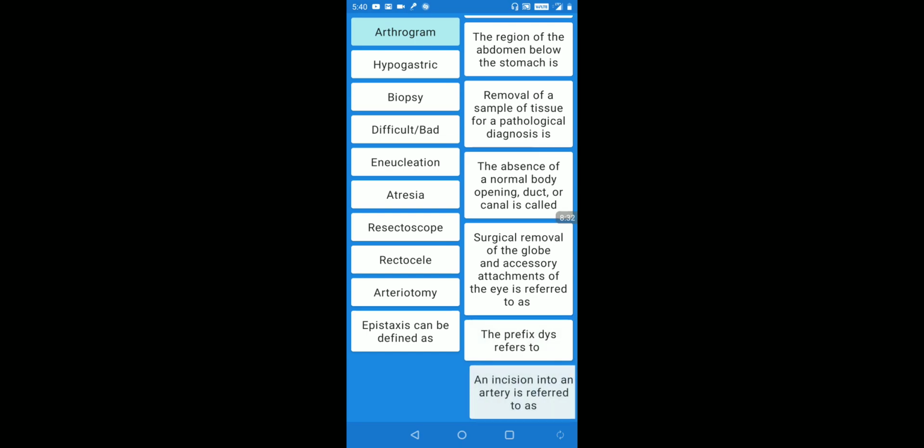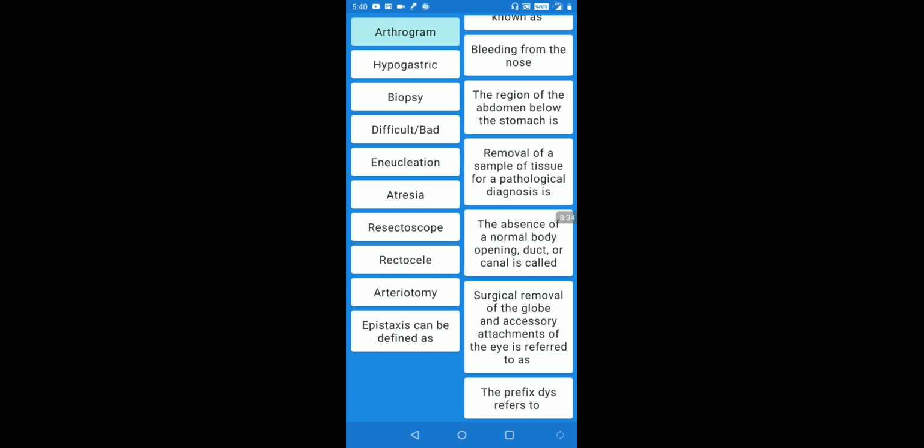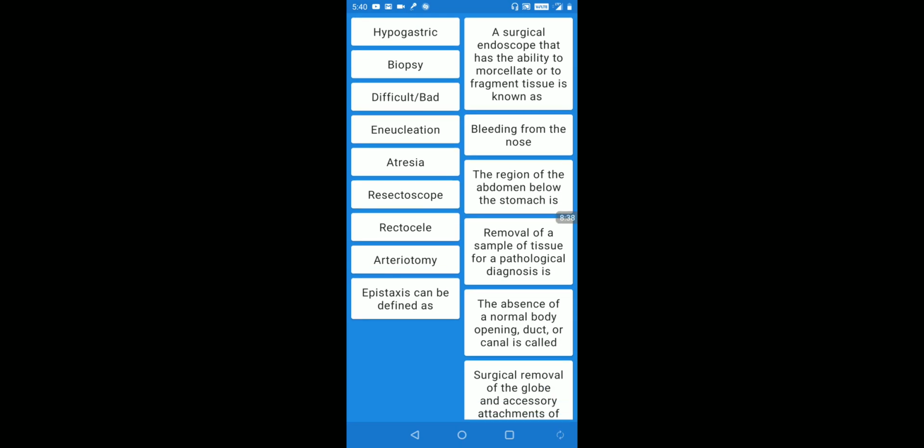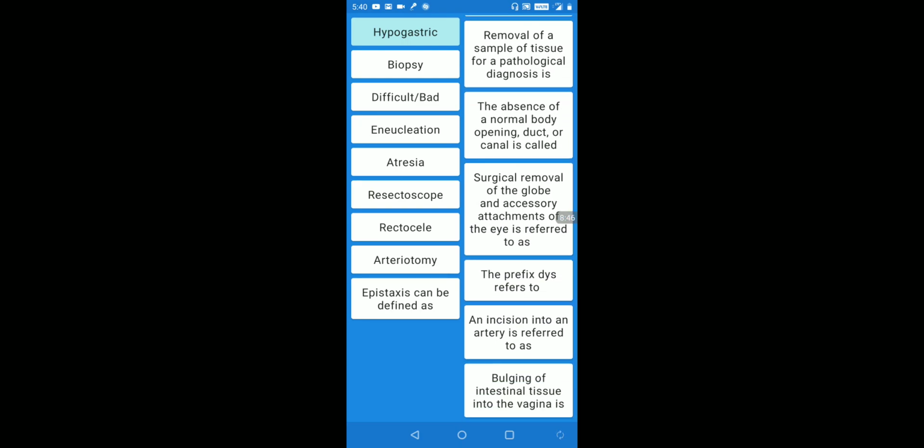Next, orthogram. This is record of. Where is record? Oh, record of joint is hypogastric. Remember I broke it down before. Hypo means below, gastric is stomach. So this says below the stomach basically. Now what the hell is that?